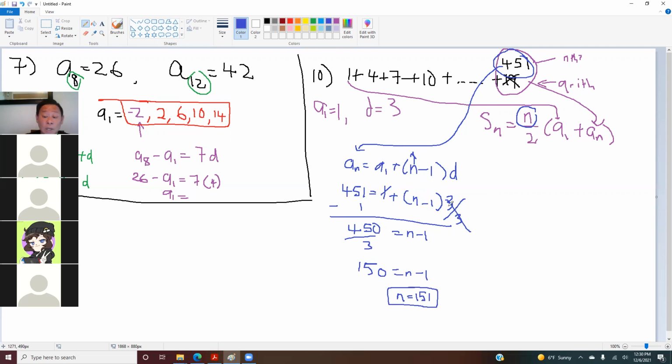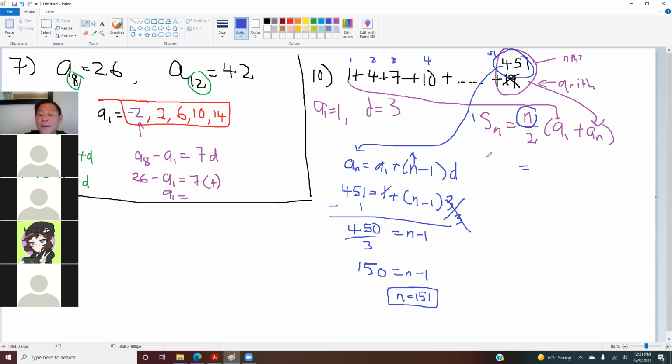Yes, you can distribute a 3. You're still going to get 151. So what does this 151 mean? 151 means that this 451 is the 151st term. So this is the first term, this is the second term, this is the third term, the fourth term, and this is the 151st. And that is the n that is missing.